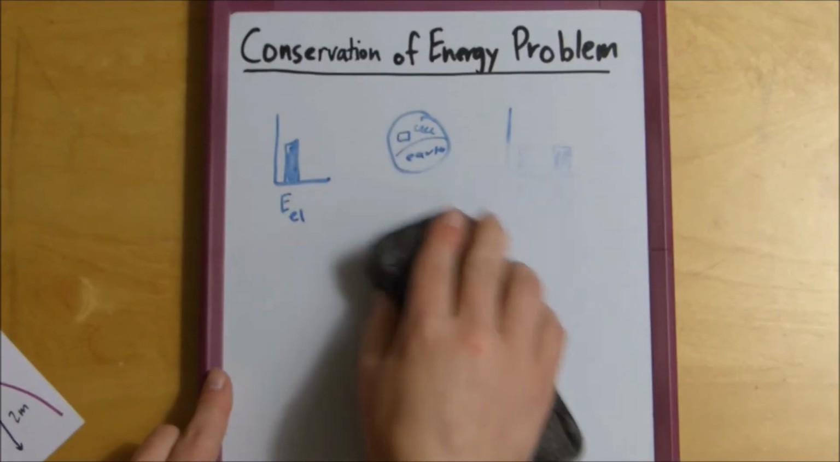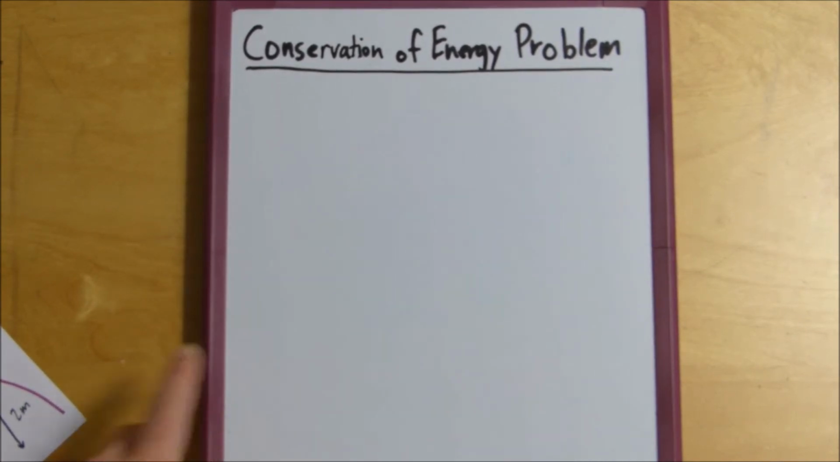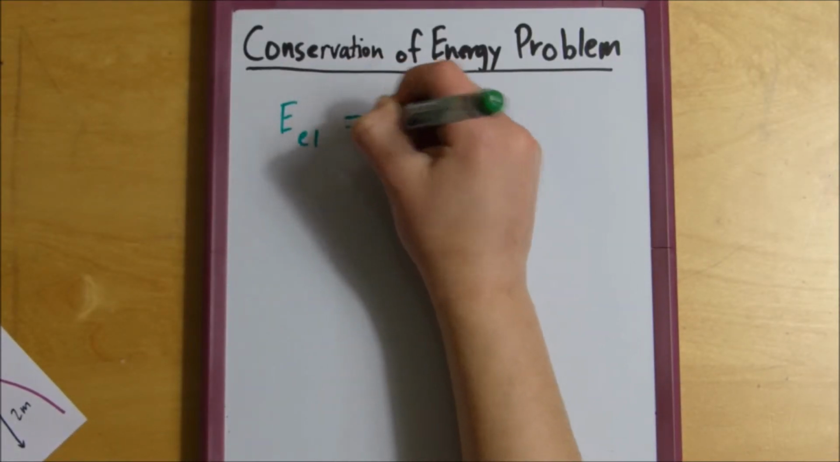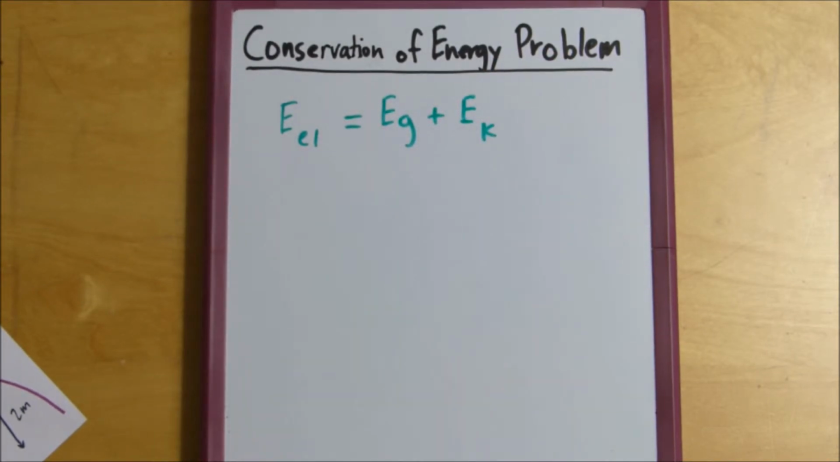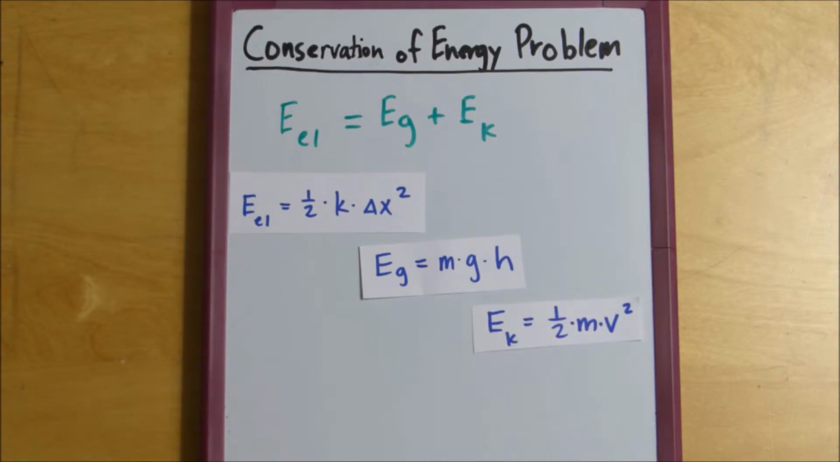So let's erase this. Like I said, elastic energy equals gravitational energy plus kinetic energy. Now, I have all three: here's elastic energy, here's gravitational energy, and here's kinetic energy. Basically, all we want to do is plug in the information given to us in the problem, right?